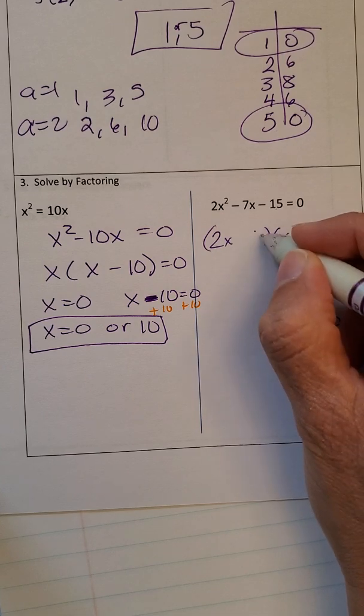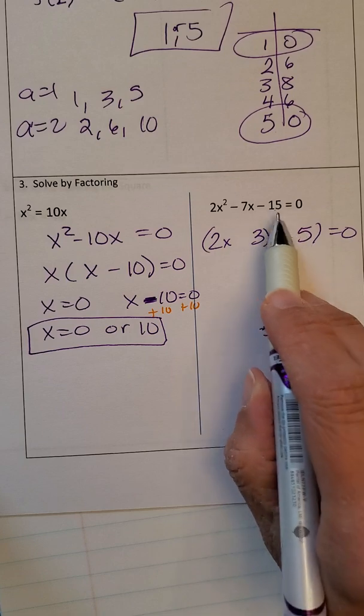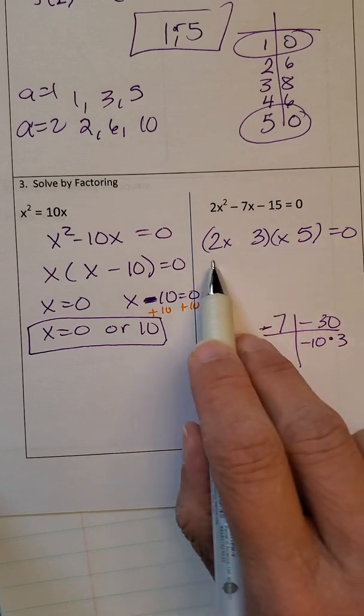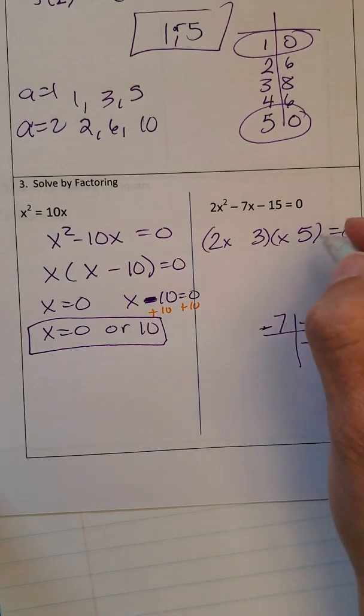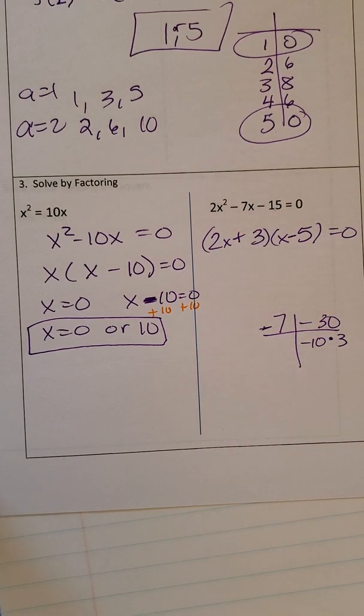So the 3 and the 5 are going to have to go like that. That gets me my 15, right? But this gets me my 10, and this gets me my 3. And I needed a negative 10 and a positive 3. So that's the factors of it, but then I have to set each factor equal to 0.